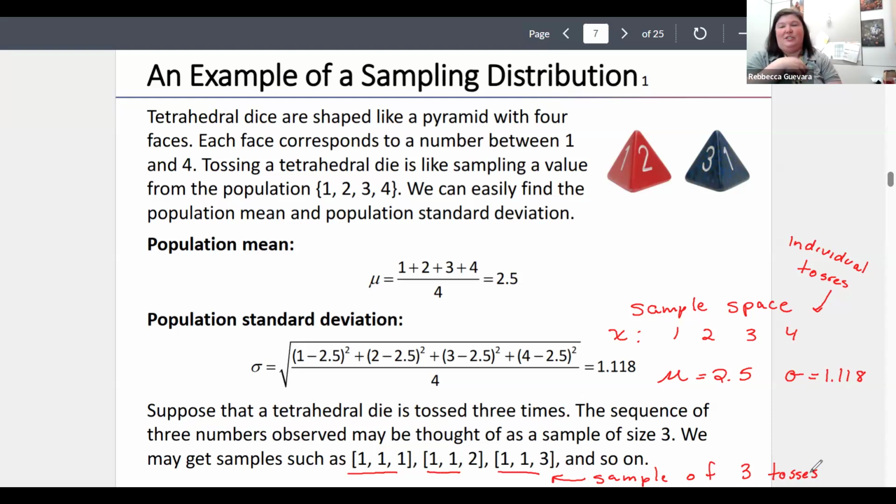So we may get a sample such as we roll a 1 3 times. We roll a 1 twice and then we roll a 2. We roll a 1 twice, then we get a 3. We roll a 1 and then a 2 and then a 1. We roll a 1 and then a 3 and then a 1. So there is a bunch of different combinations that we can end up with.